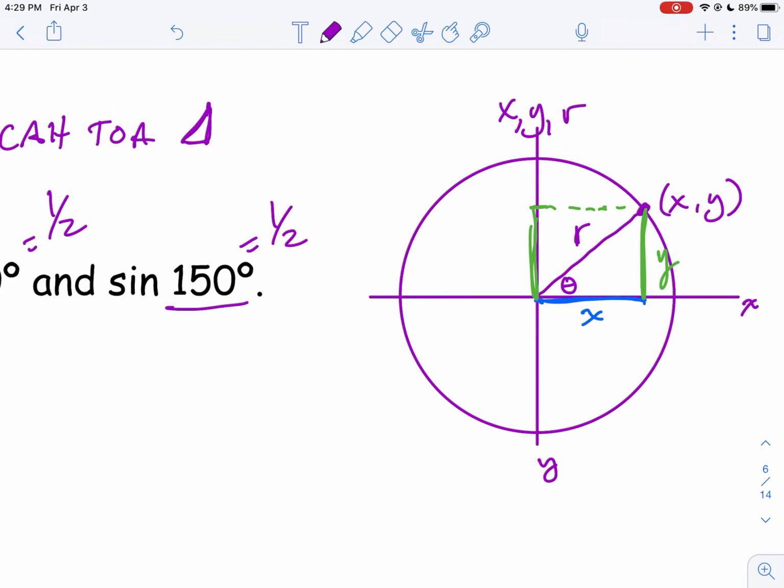So if I have theta here, and this is just a quick review, sine theta is y over r, cosine theta is x over r, tangent theta is y over x. And hopefully you're comfortable with it. Because what's going to happen is you're going to get values that don't have a triangle.